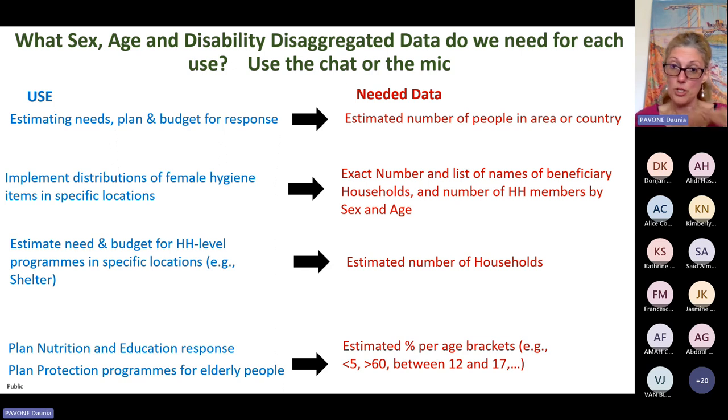I'm going to give you options of different types of SADD data, because as you probably know very well, there is not one thing that is sex and age disaggregated data. There are many types. Let me give you the first example. If I need to estimate the needs and then plan or budget for a response, I need to understand the need of the population. I need that because I need to plan and budget for my response or the humanitarian community response. What type of sex and age disaggregated data do I need, you think?